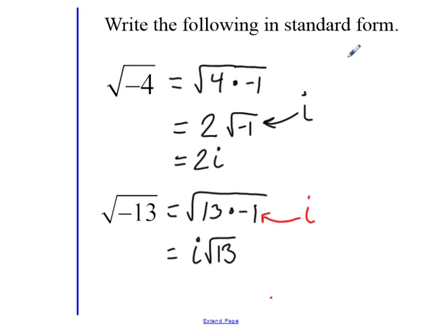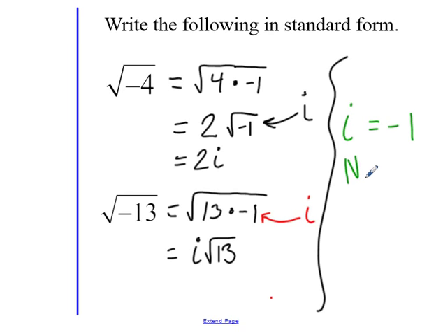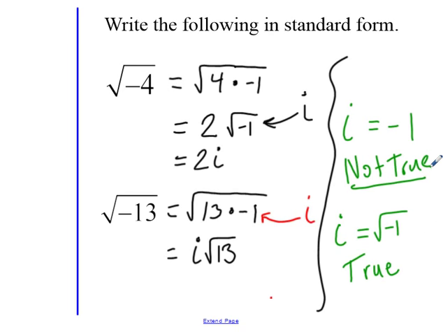Okay, big heads up right now. Most students mess up when they start thinking that i is negative 1. This is not the case. This is not true. i is the square root of negative 1. This is true. So don't confuse negative 1 with the square root of negative 1. i is not and is never negative 1. i is the square root of negative 1.